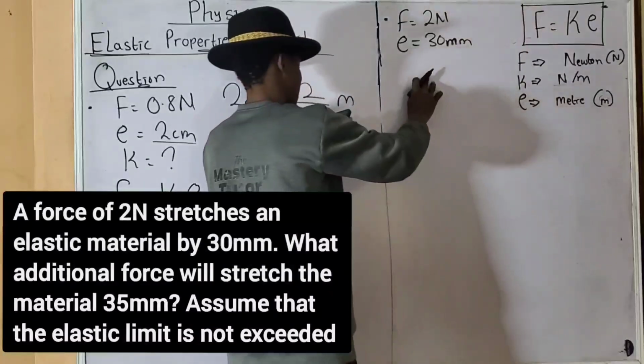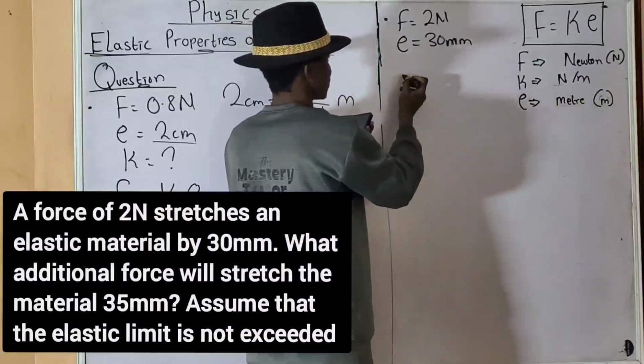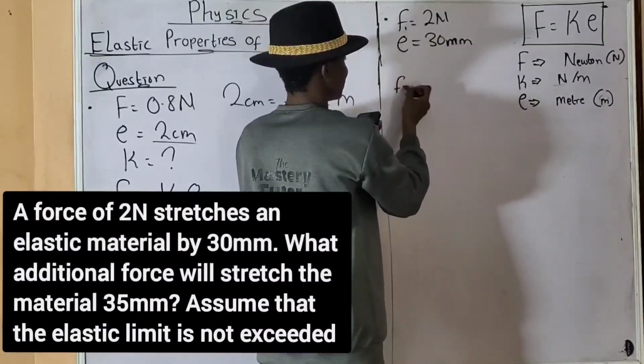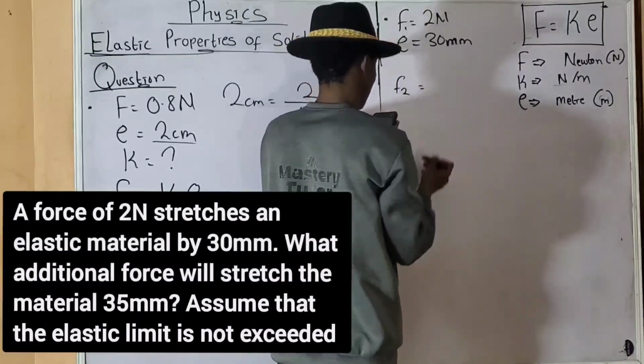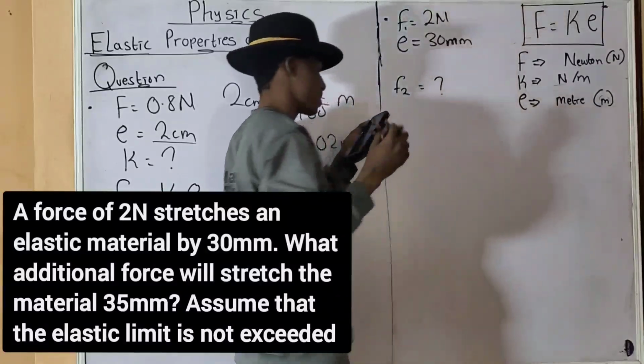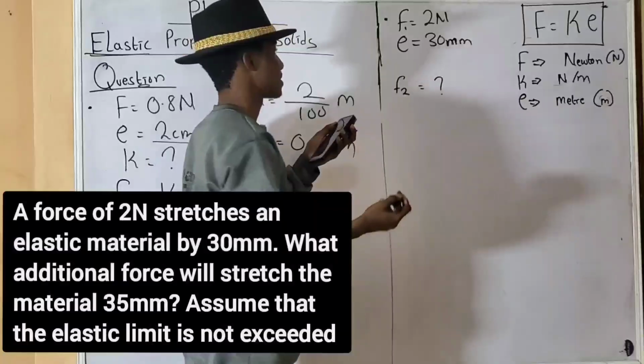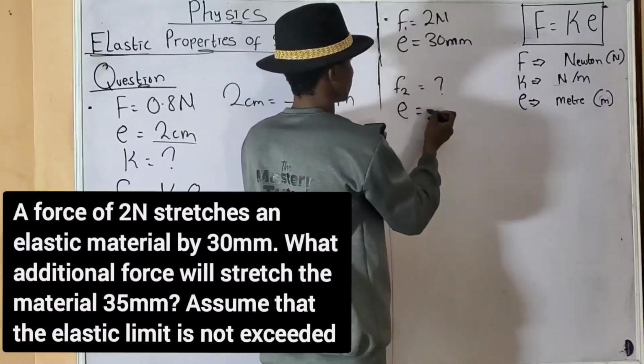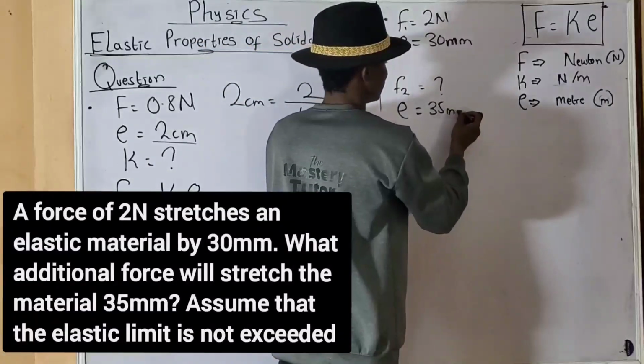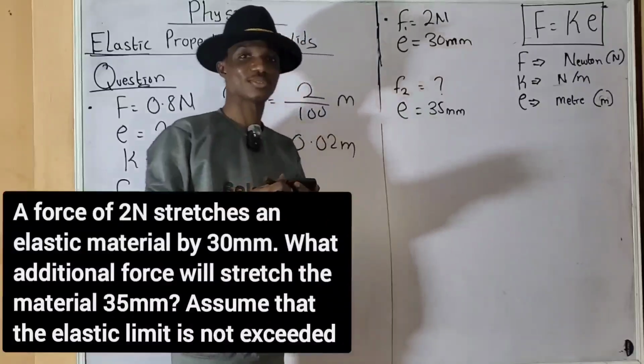Okay. We are asked to calculate the additional force. Let's call this force F1, and let's call the additional force F2. You understand? We are asked to calculate the additional force that will stretch the material 35 millimeters. So the extension now is... learn how to interpret the question.